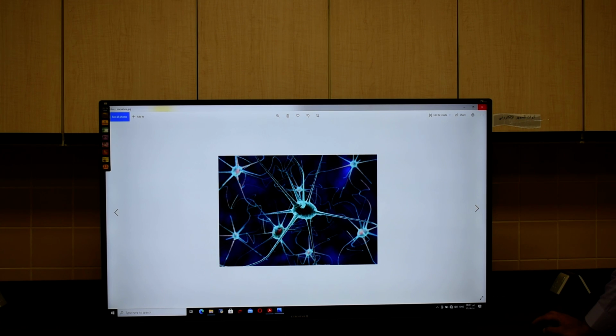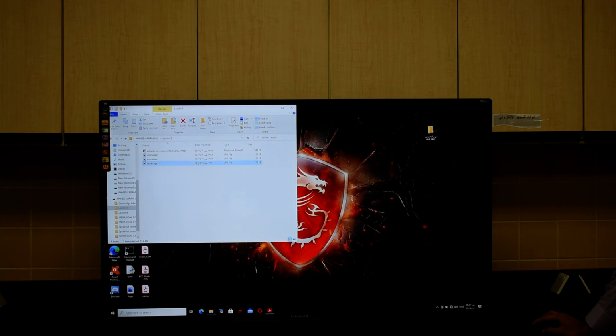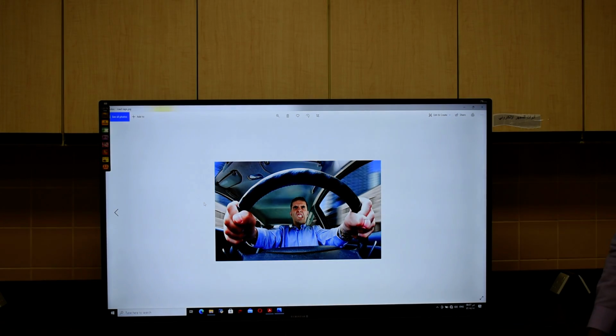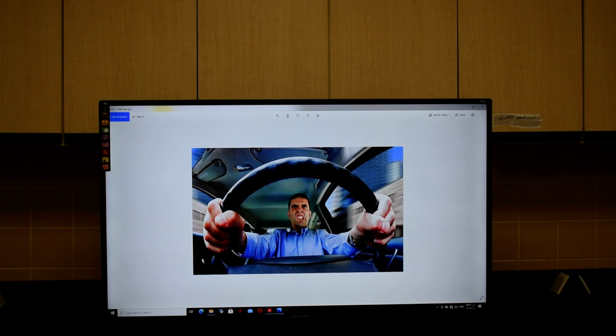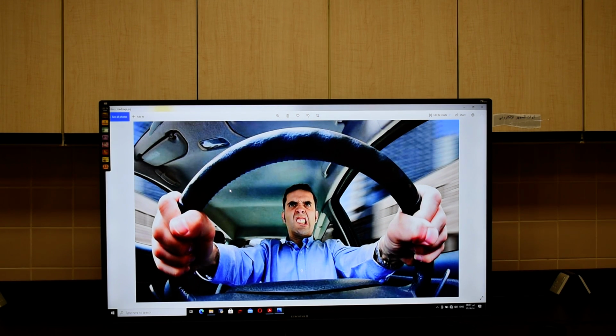Let's look at here. Let's look at that person. How does he look? Yes, he seems to be very angry. And he is driving the car, and he's angry at the same time. So this is what we call road rage.